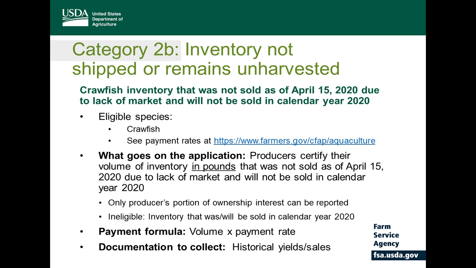To see what those rates are, make sure you go to farmers.gov. So in this case, the producer is going to certify to their volume of inventory in pounds that was not sold as of April 15th due to a lack of market and will not be sold in the calendar year. Once again, it's only going to be for the producer's portion of the ownership interest. And ineligible inventory is inventory that was or will be sold in calendar year 2020. Again, this is volume times the payment rate, and documentation to take a look at, to try to determine this, is historical yields and sales that we would typically see during this time.